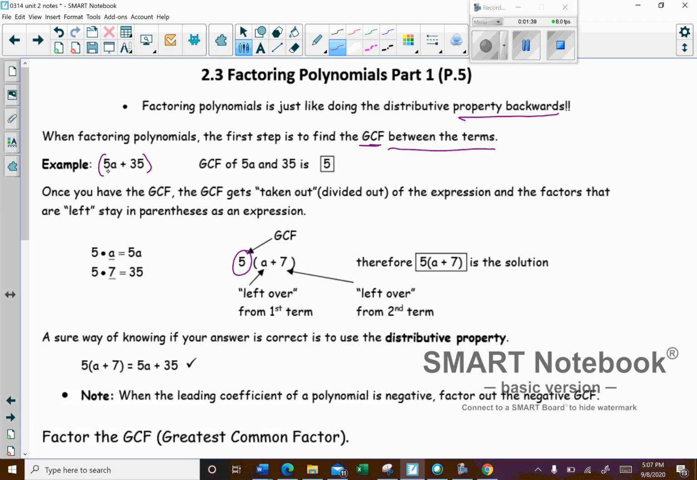When you divide 5a by 5, you're just left with a. And when you divide 35 by 5, you're left with plus 7. That's our answer. You can always check it by redistributing. If you multiply it back in, 5 times a is 5a, and 5 times 7 is 35. We're doing the opposite of distributive, so you can distribute it back in to check yourself.